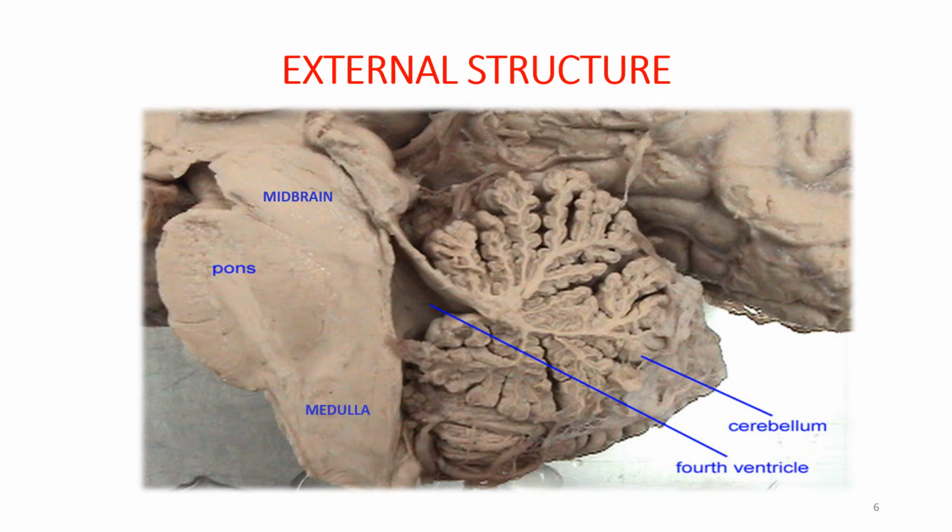This is the external sagittal section showing the position of the cerebellum behind the brainstem and fourth ventricle. The brainstem consists of the midbrain, pons and medulla oblongata.